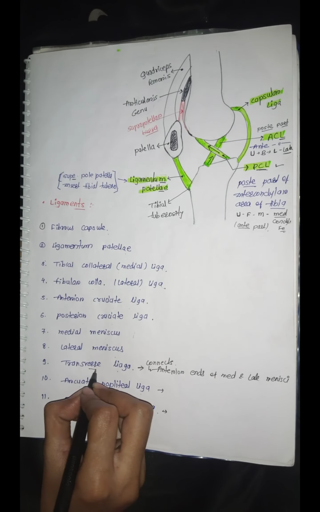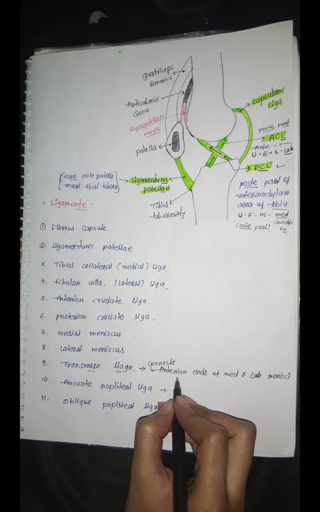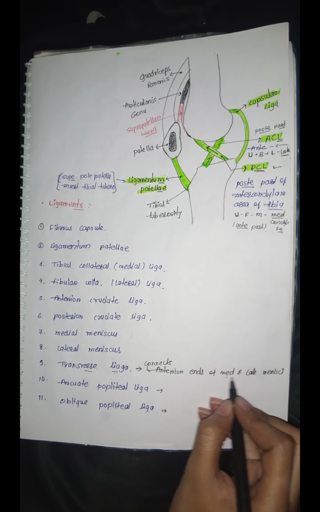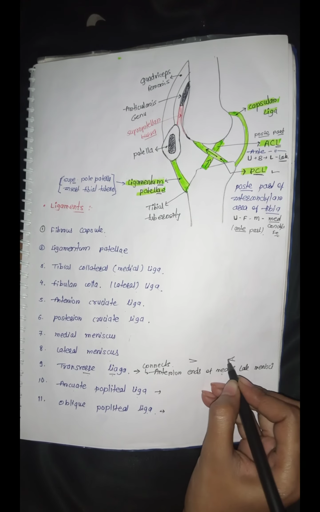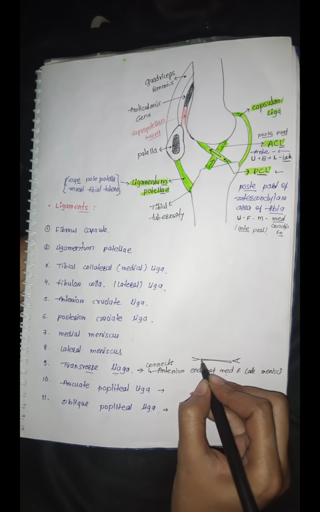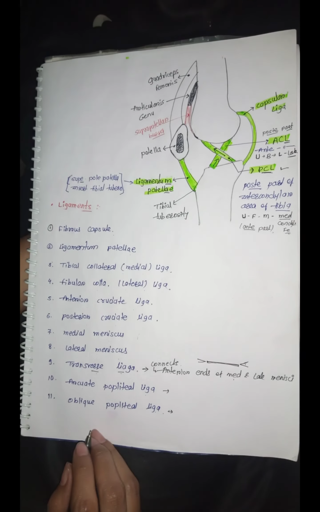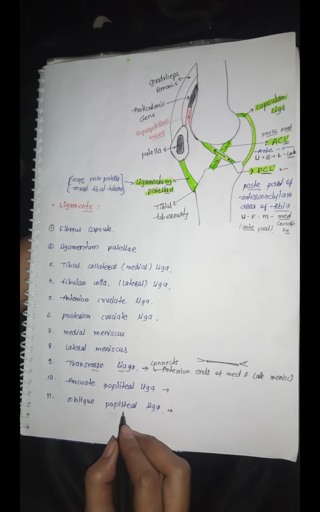Then next is transverse ligament. Transverse ligament connects the anterior ends of medial and lateral menisci. This is the medial and lateral menisci. This is the transverse ligament. Then arcuate popliteal ligament and oblique popliteal ligament.